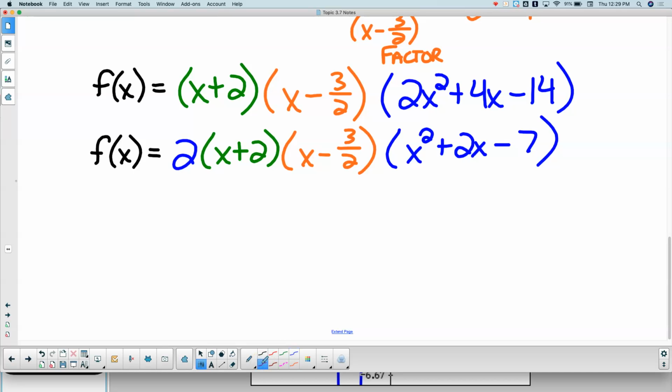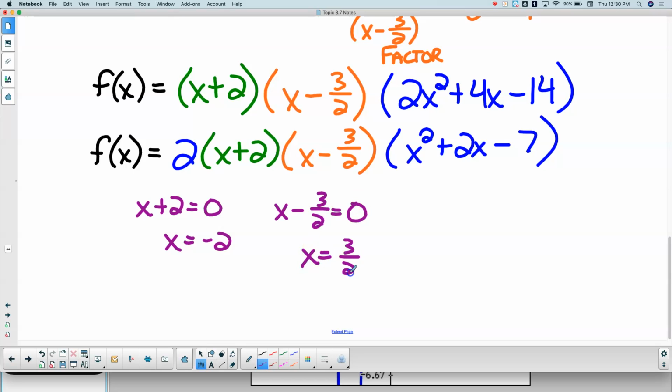So we go x plus 2 equals 0. That gives me my -2, the first one that we found. X minus 3/2 equals 0, so x equals 3/2. That was our second one that we found. X squared plus 2x minus 7 equals 0. Since that's not factorable, how do I find those zeros?